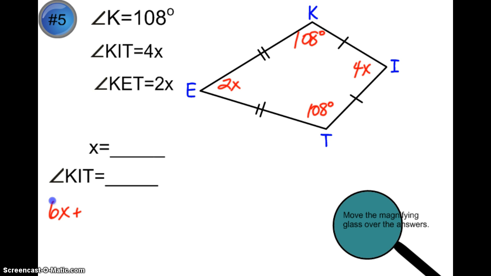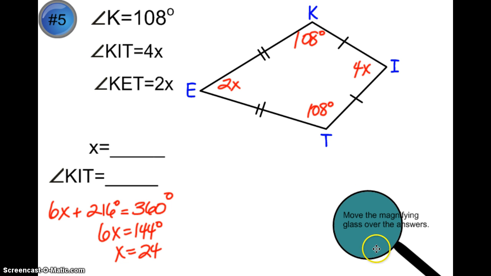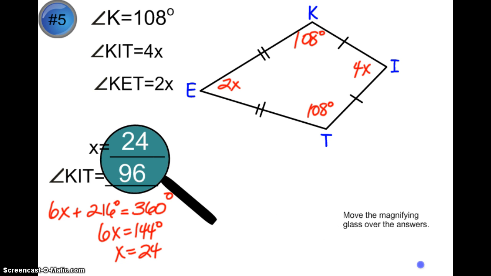So we have 6x plus 216 degrees is equal to 360 degrees. If we take 216 degrees and subtract it from 360, we have 6x is equal to 144 degrees. When we divide that by 6, we should get x is 24. So if x is 24, we want to find angle KIT. We need to substitute and say 4 times 24. So our final answers are x is 24 and angle KIT is 96 degrees.